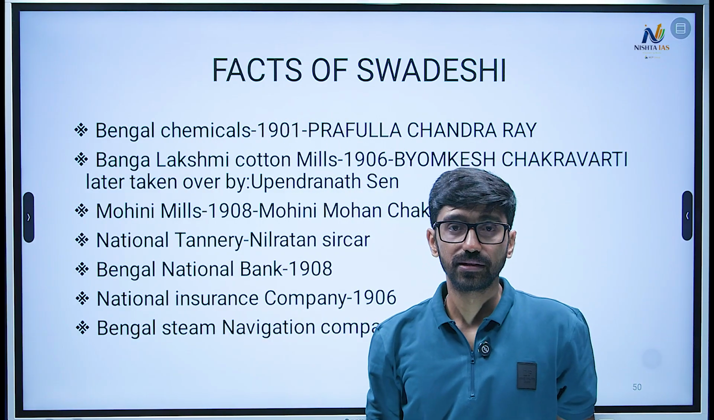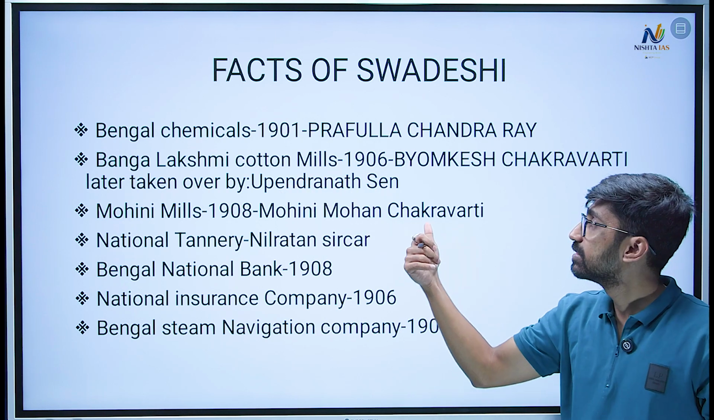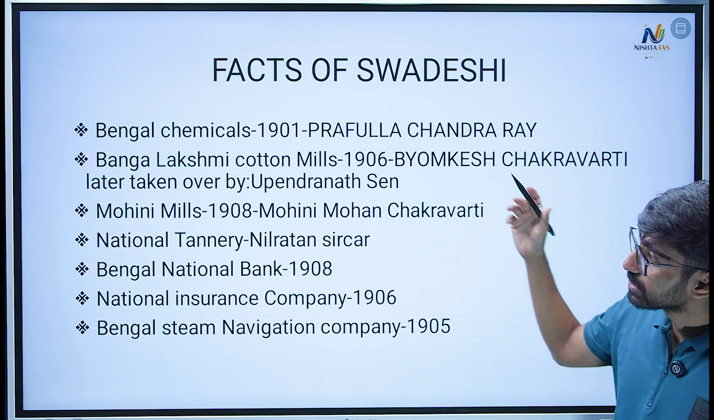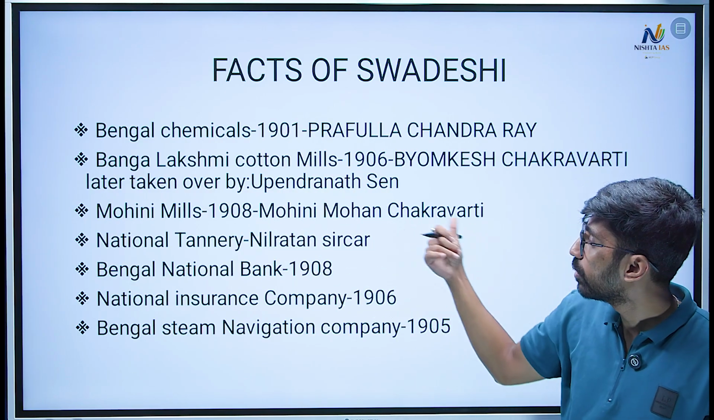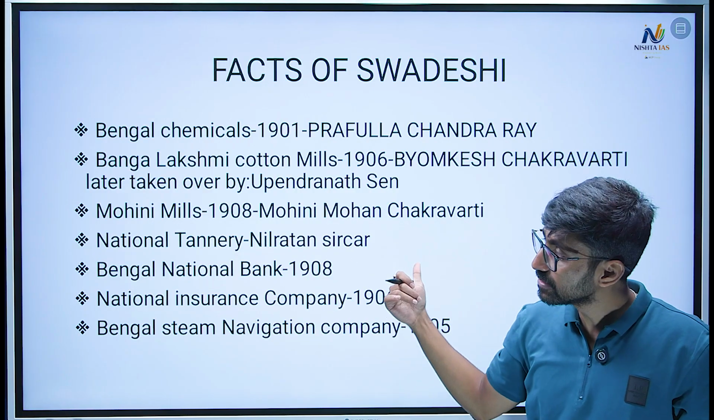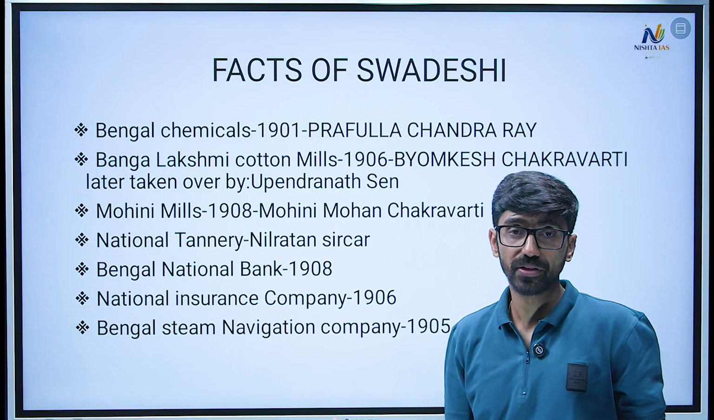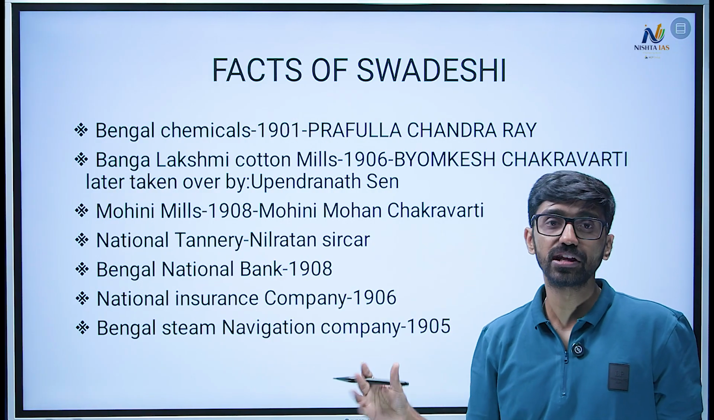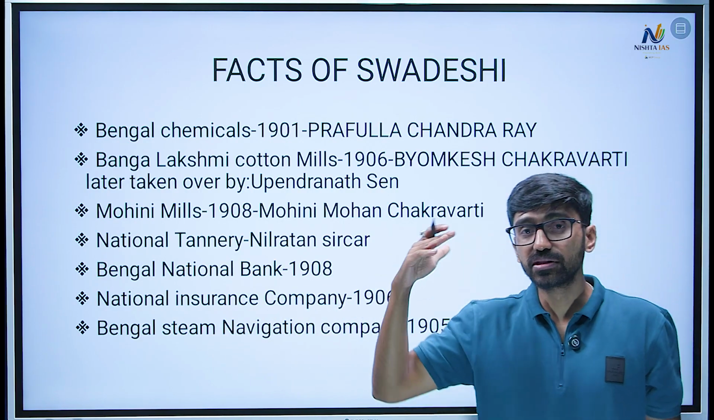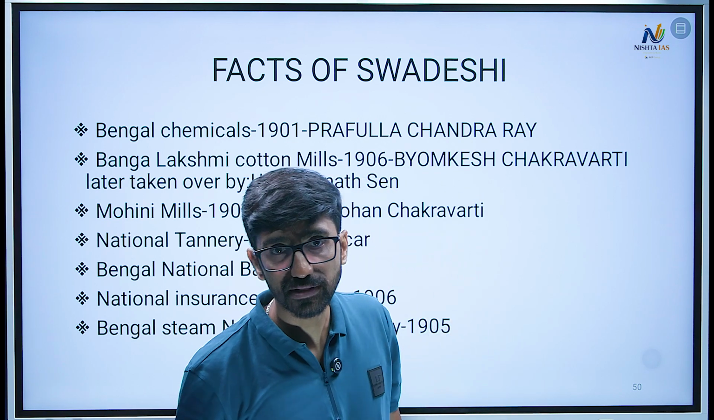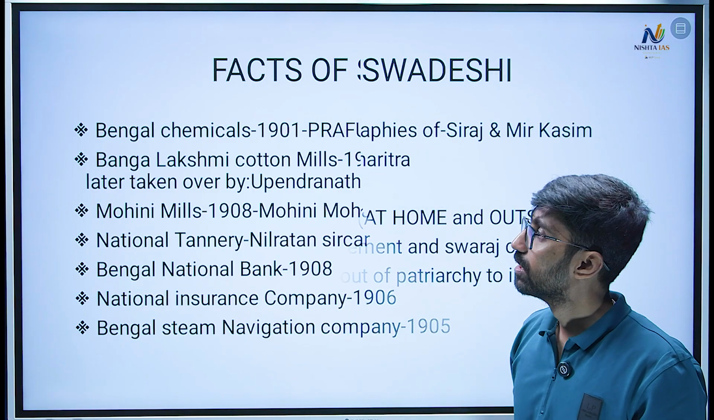Now Swadeshi enterprises started. Bengal Chemicals Factory by Prafulla Chandra Ray, 1901. Banga Lakshmi Cotton Mills by Byomkesh Chakravarti, and in 1906 it was taken over by Upendranath Sen. Mohini Mills in 1908 by Mohini Mohan Chakravarti. National Tannery by Nil Ratan Sarkar. Bengal National Bank, an alternative to almost every aspect. Boycott everything British. We don't want to use British goods, colleges, and British enterprises also. 1908, National Insurance Company; 1906, Bengal Steam Navigation Company 1905. So this is how Swadeshi got articulated. Many facts. They can ask to match the following. They can ask which of the following enterprises came up during the Swadeshi movement. You can give this particular example.